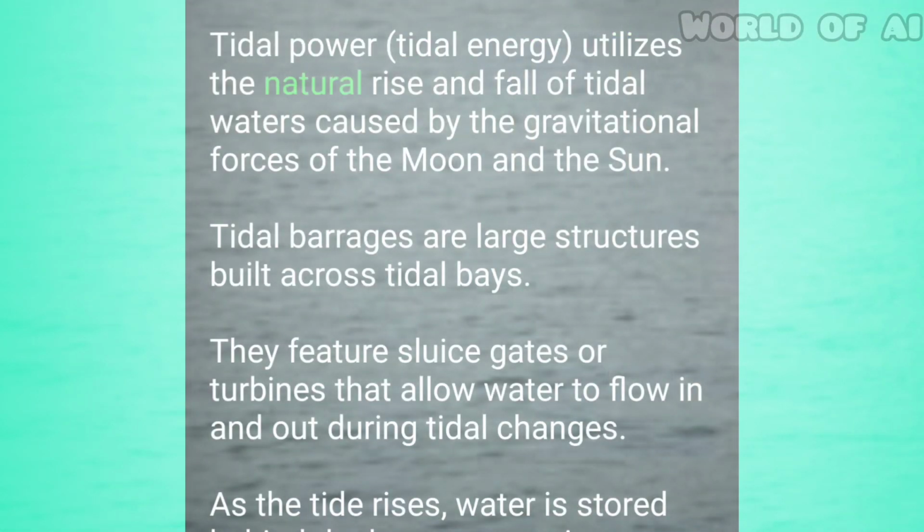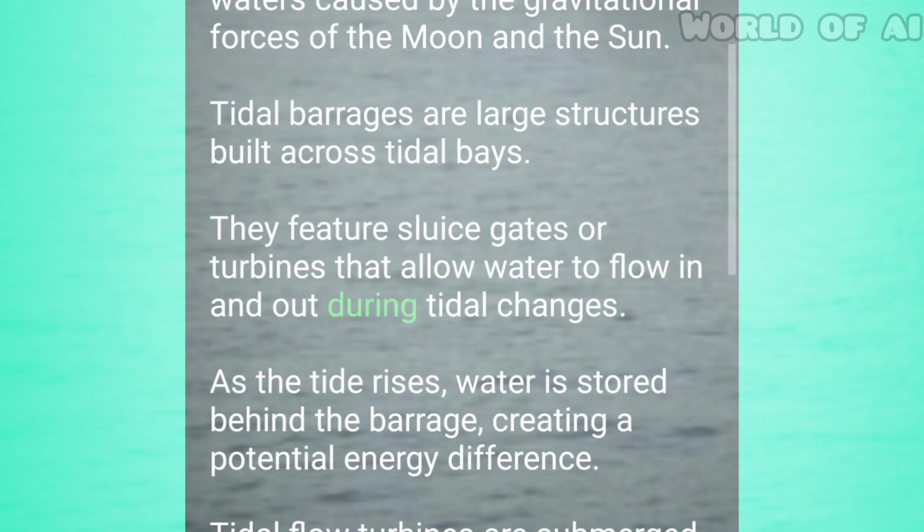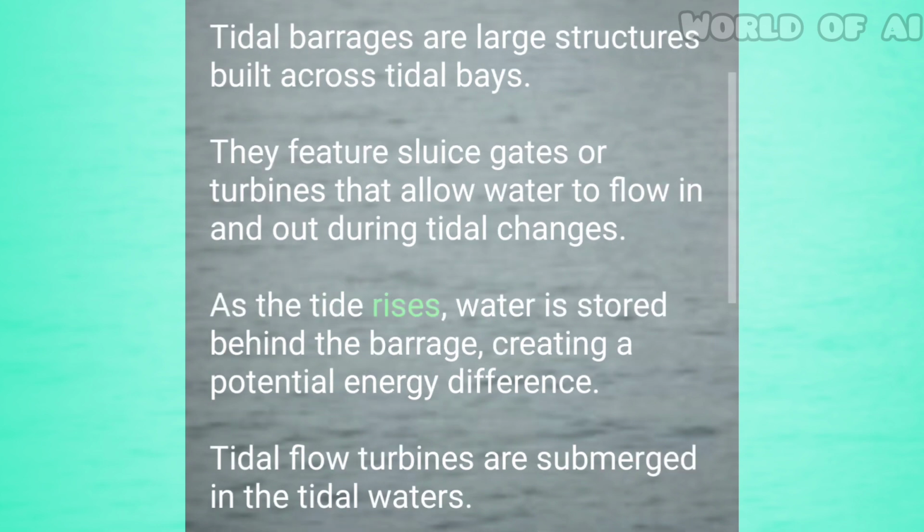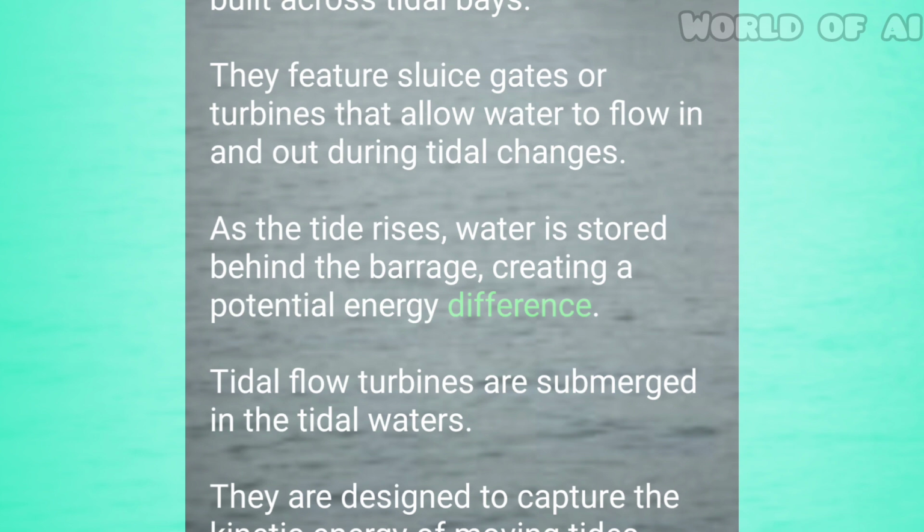Tidal power, or tidal energy, utilizes the natural rise and fall of tidal waters caused by the gravitational forces of the moon and the sun. Tidal barrages are large structures built across tidal bays. They feature sluice gates or turbines that allow water to flow in and out during tidal changes. As the tide rises, water is stored behind the barrage, creating a potential energy difference.